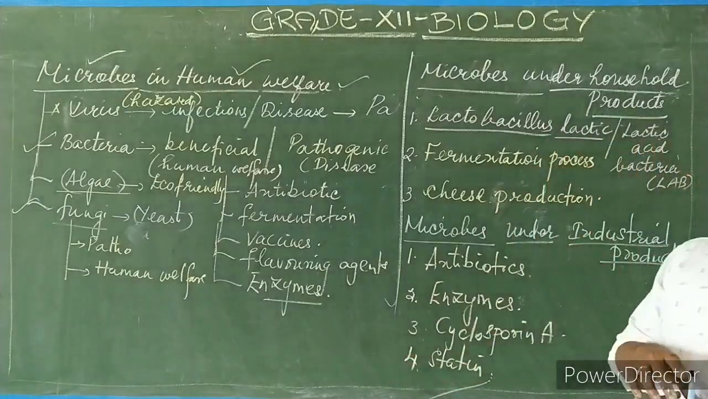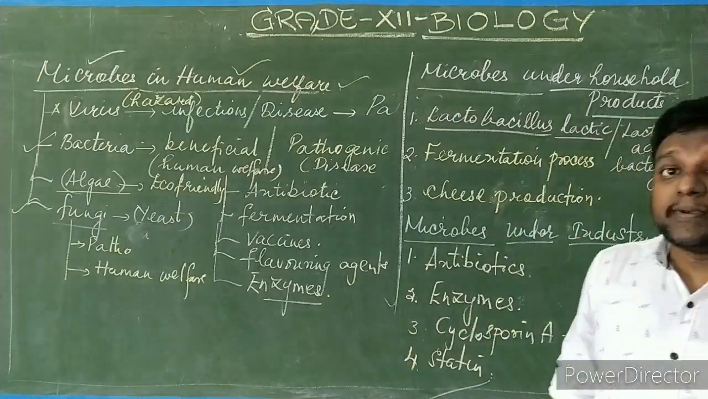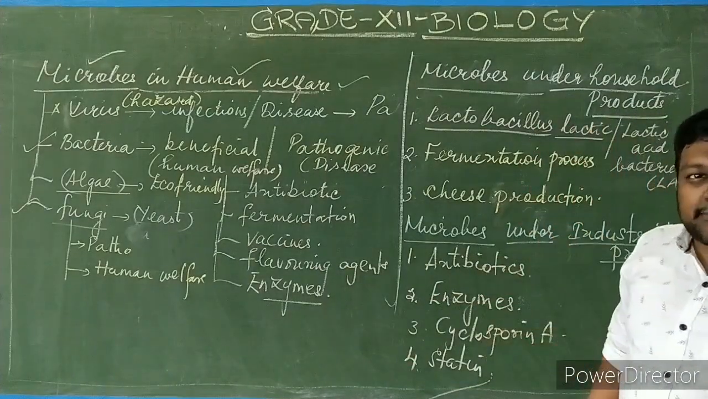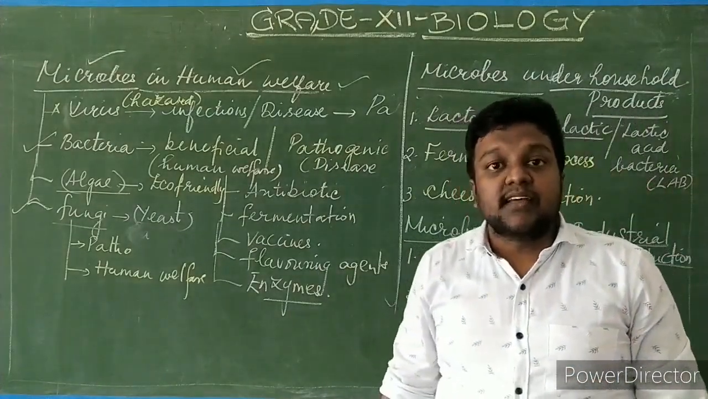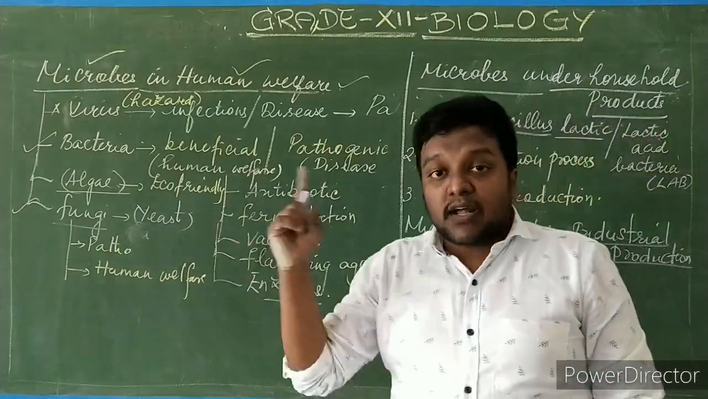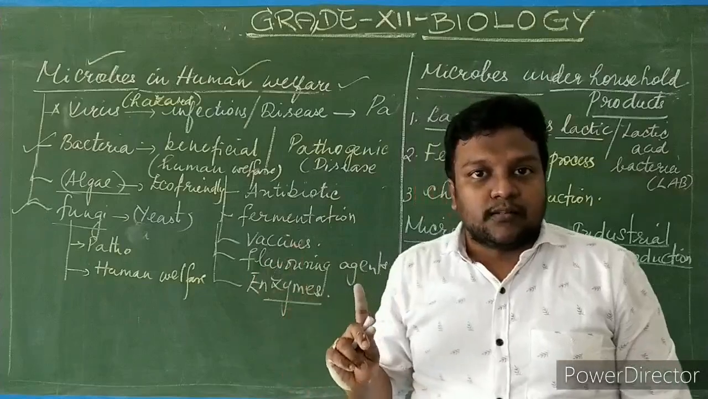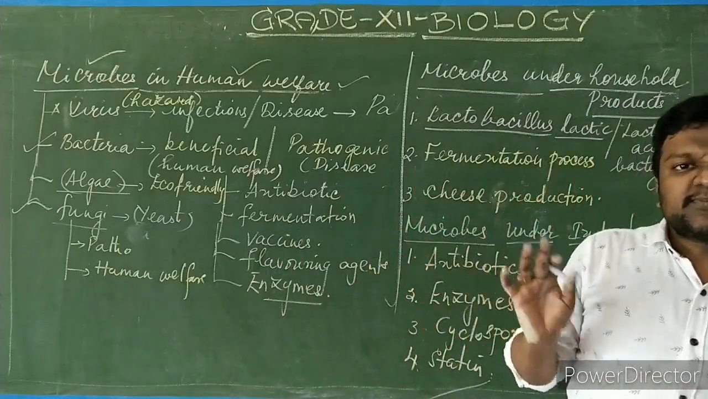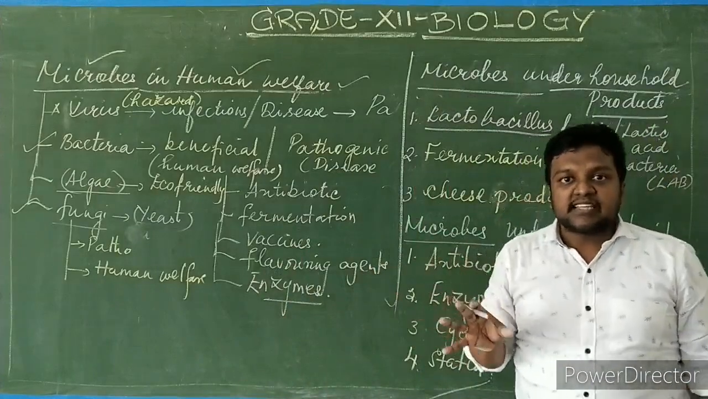Okay, first one is Lactobacillus lactis. What is this Lactobacillus lactis? This Lactobacillus lactis is a bacteria which is present in the milk. And this Lactobacillus lactis is very essential for converting the milk into curd. It is also a kind of fermentation process. What is fermentation? Fermentation is an anaerobic process.